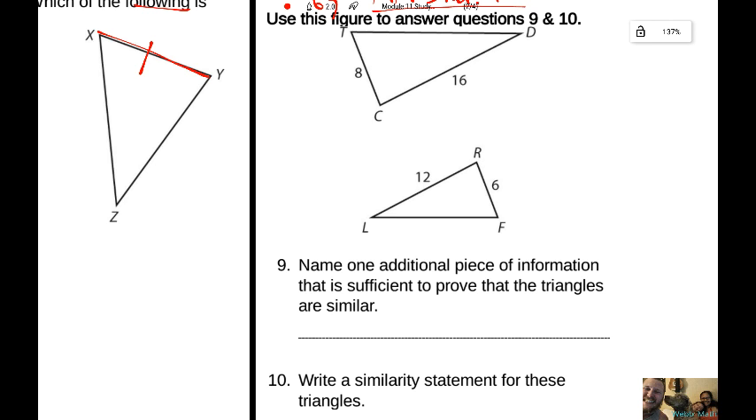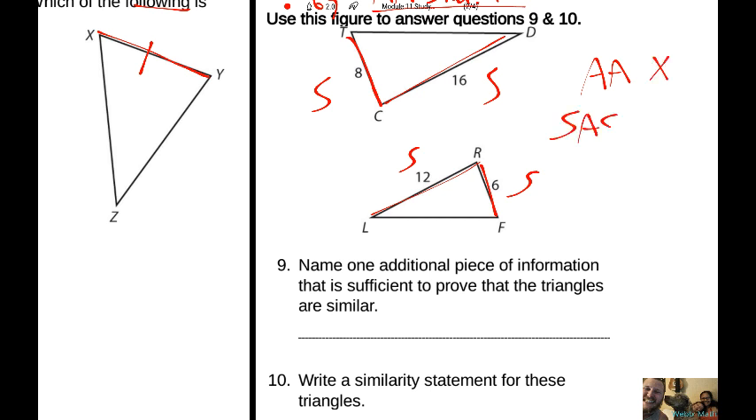All right, number 9. I'll use the figures 9 and 10. Name one additional piece of information that is sufficient to prove that the triangles are similar. So we have a side, a side, a side. Remember, there's 3 different types of similarity theorems. AA. Do we have 2 angles? No. We have SAS. And remember, they just want one additional piece, okay?